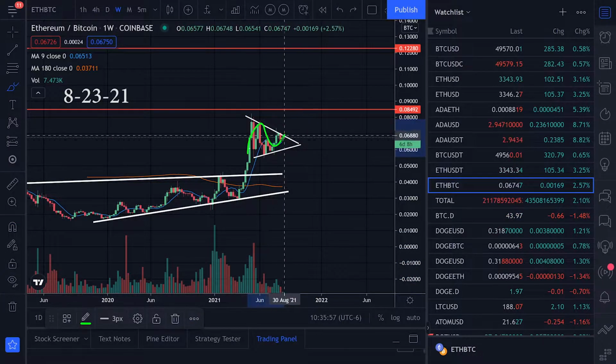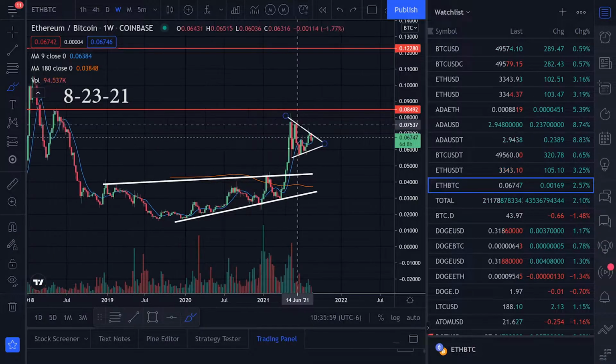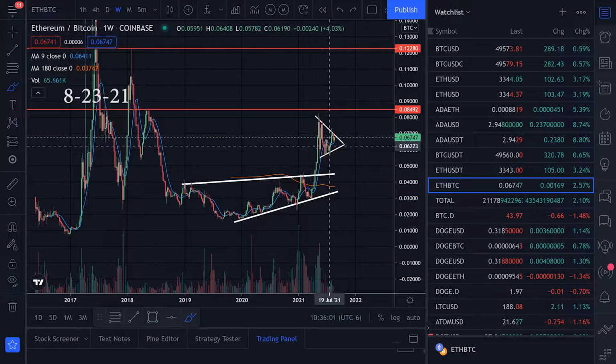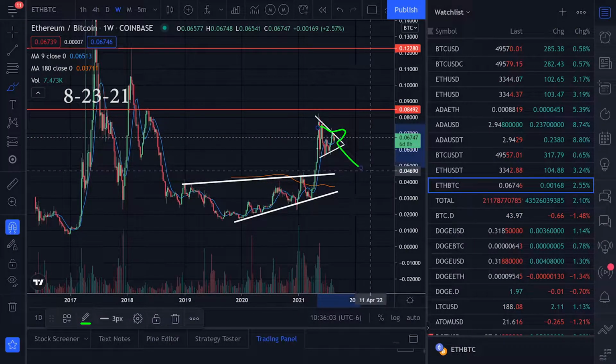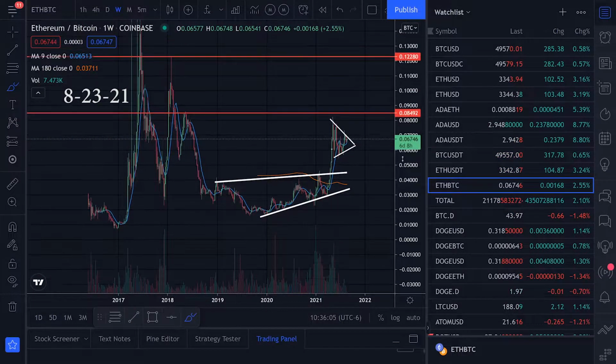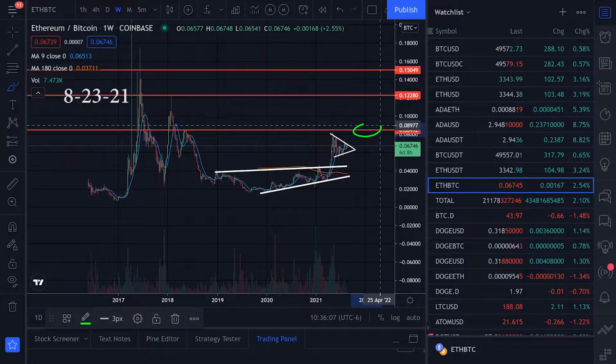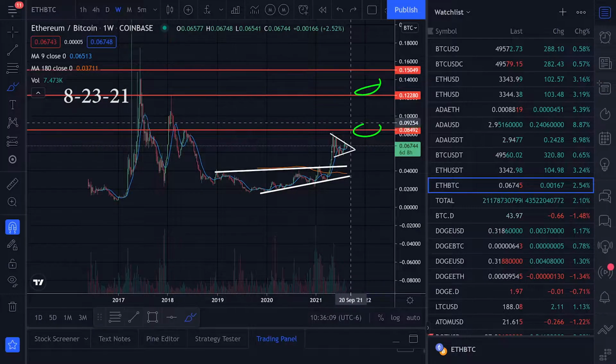So maybe we haven't broken out. Ethereum hasn't broken out to the upside of Bitcoin yet. If it's going to, it's possible that we keep trending down and go to the downside, but I'm kind of thinking we might be retesting these red lines up here where there was previous resistance.